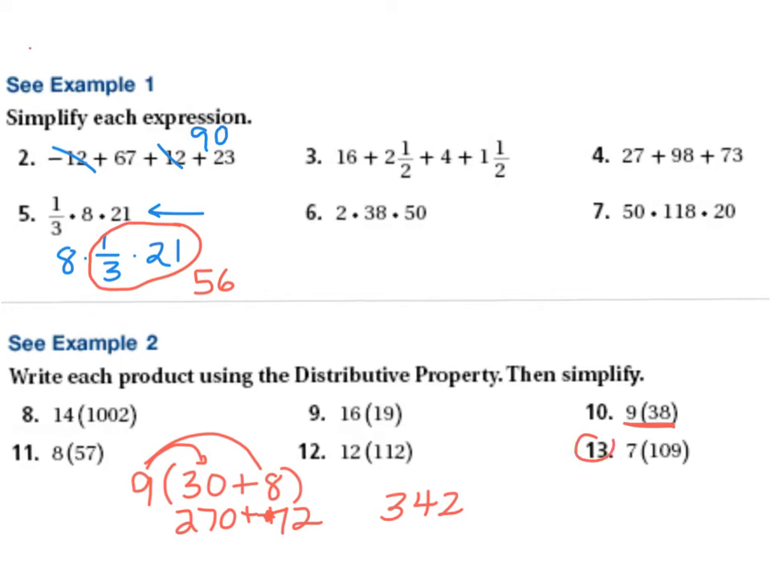For this number 13, I could say that's the same as 7 times 100 plus 0 tens plus 9, or 7 times 109, would be 700 plus 0 plus 63, or 763. Okay, so the distributive property is a way to make some multiplications or some things easier for us sometimes.